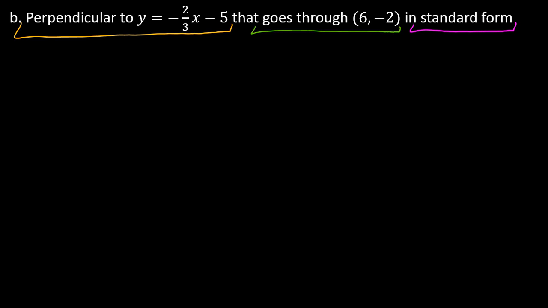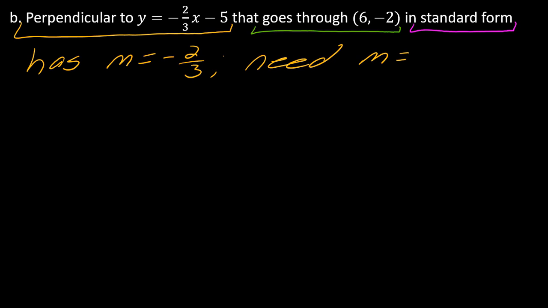Okay, so starting with the first piece, we want to figure out what slope we actually want in this situation. I always like to break this into 2 pieces. Starting with the information that I was given, what is the slope that this line has already? Well, this line has the slope negative 2/3. Okay, so I'm going to note that, negative 2/3. But in our situation, what is the slope that I need?